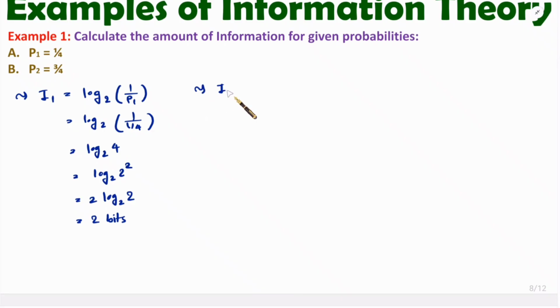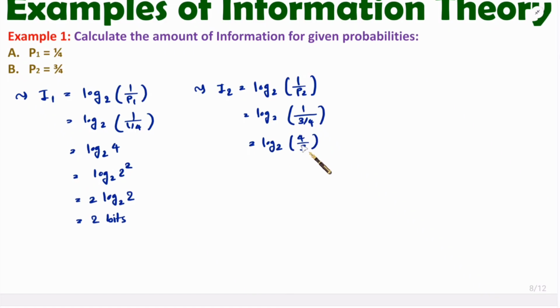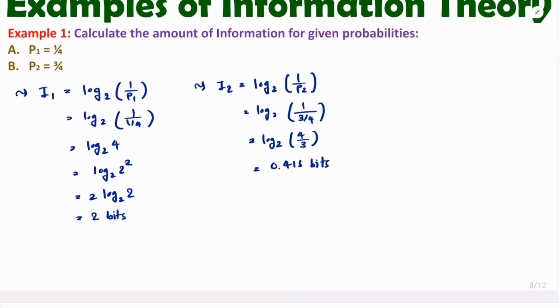Similarly, we can identify information for probability P2, that is log of base 2 1 divided by P2. Here P2 is there with us. P2 is 3 by 4. Let us simplify this. See, this 4 will go in numerator. So we'll be having 4 by 3. And if you solve this, then you will be getting 0.415 bits. Always remember, the unit of information is bits. And here what you need to do is you need to calculate log of 4 by 3 divided by log of 2. Right.